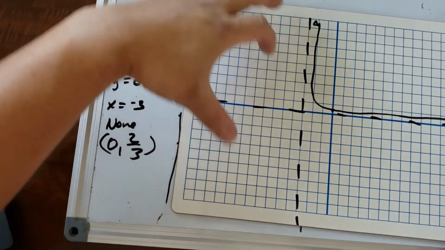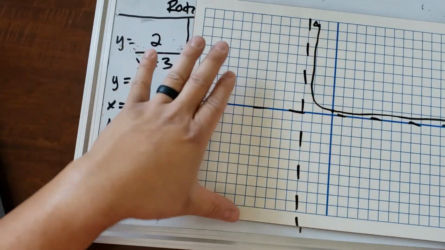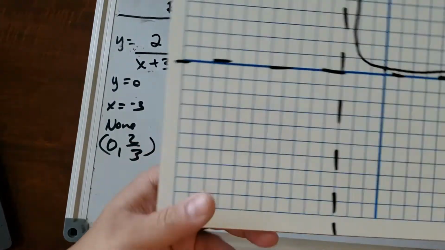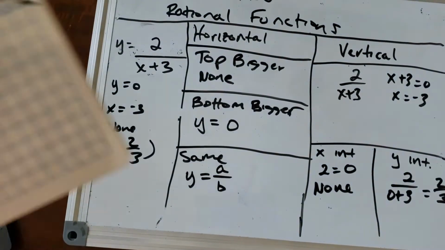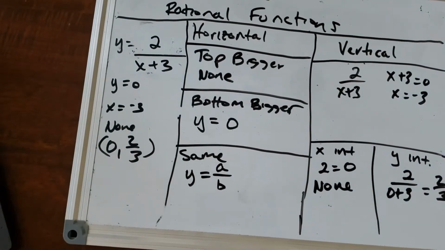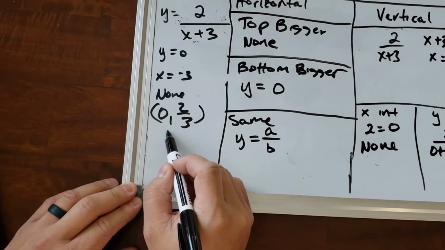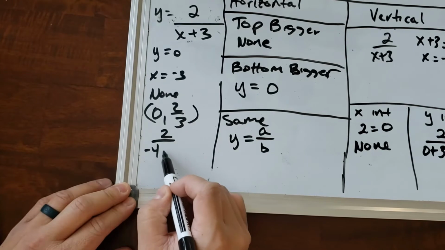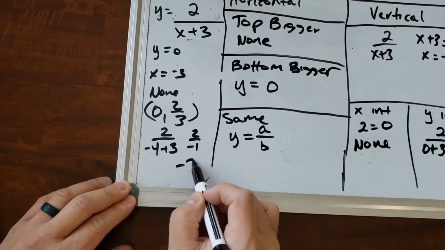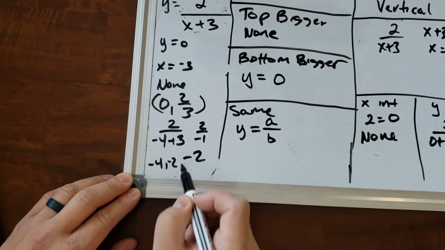Now, I don't know whether this next part's going to be up here or down here. So I'm going to have to go ahead and plug in a point from over here and see what that gives me. Okay, so what I'm going to plug in over here is let's try -4. So I'm going to plug -4 into my equation and see what I get. So I'm going to go down here. 2/(-4 + 3). And that's 2/-1, which gives me a -2. So another point I can use is (-4, -2).